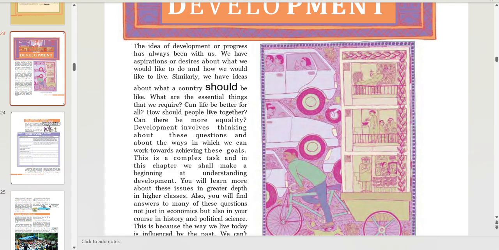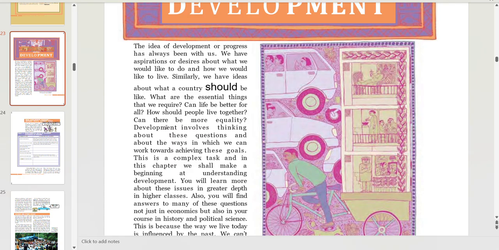Next is how should people live together? Development is not only about income and wealth. It is also about maintaining peace, cooperation and mutual respect in the society. एक अच्छे समाज में मिलजुल कर रहने के लिए हम लोगों को एक दूसरे का रिस्पेक्ट करना होगा, है ना, और शांति बनाकर रखना होगा. People should not be discriminated against because of caste, religion, gender or economic status.